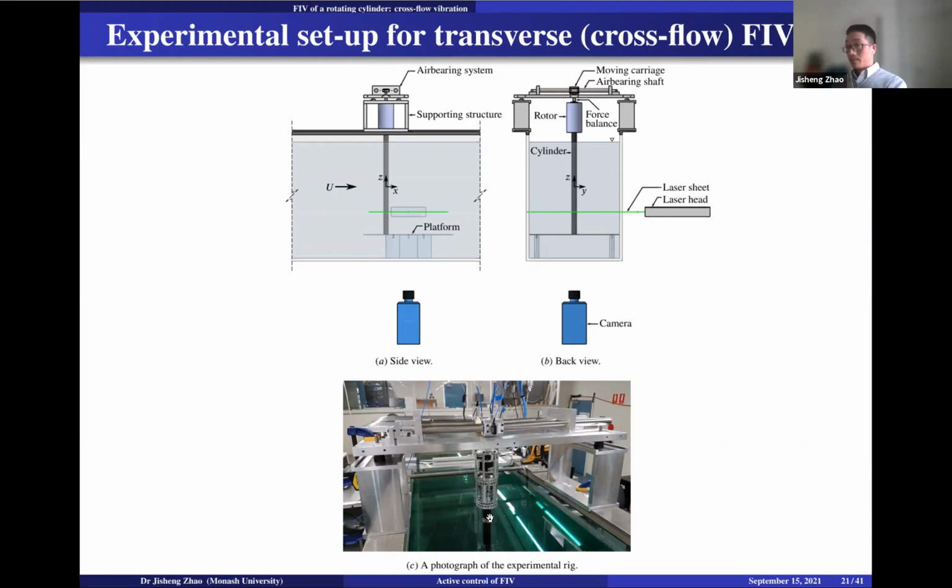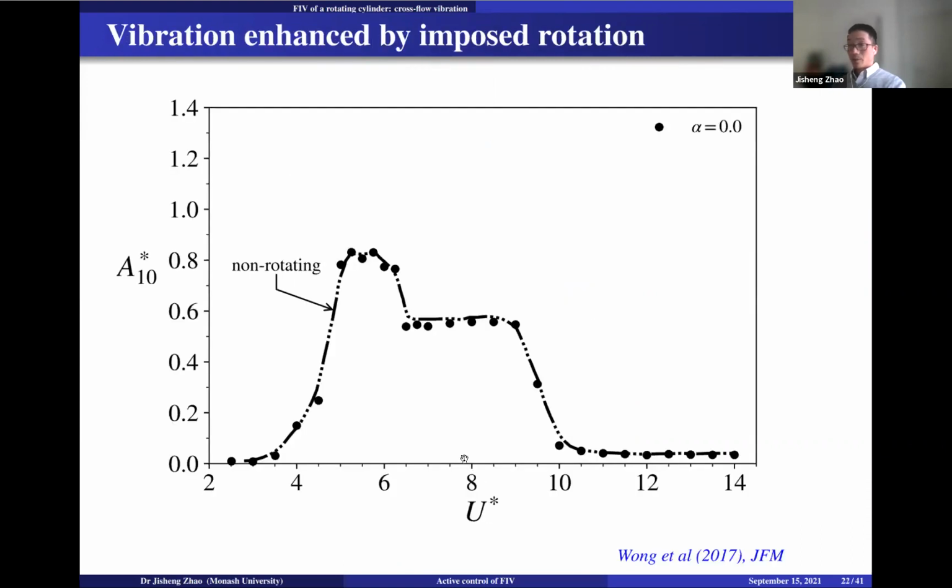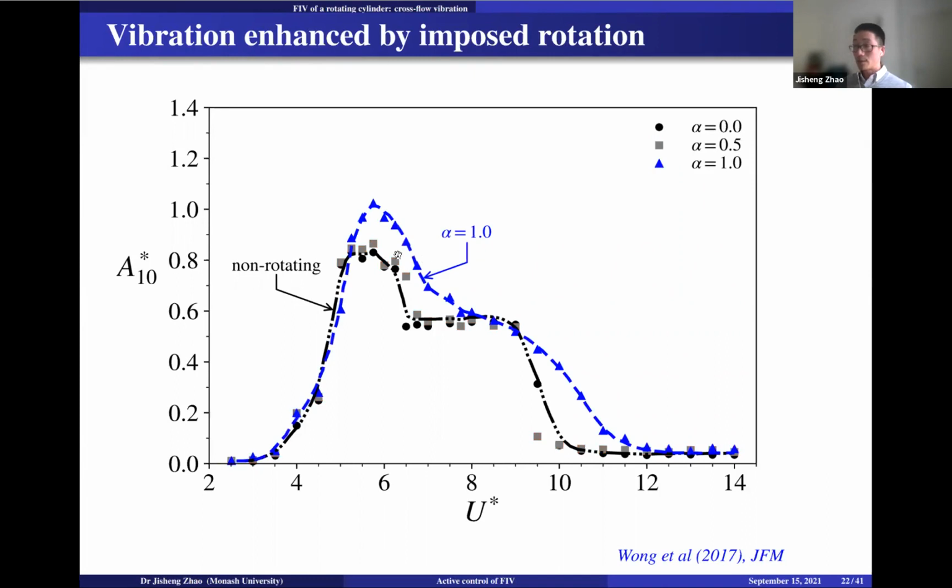All right, so to show you the results, first we're looking at a non-rotating case. You can see here we have the typical three-branch response: the initial branch, upper branch and lower branch, followed by this desynchronization region. And we gradually increase alpha, which is the rotation rate, to 0.5. You don't see much impact yet. But gradually after 1, you can see some enhancement to the peak amplitude.